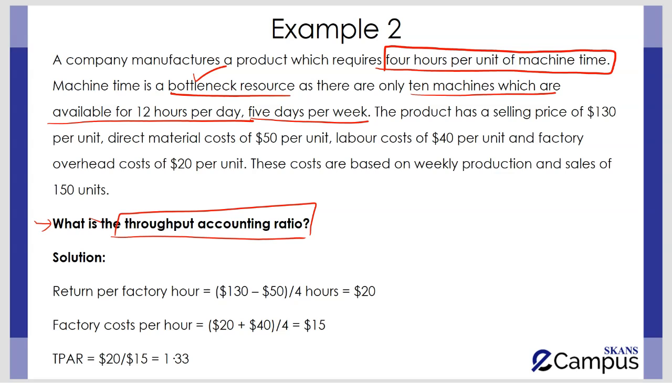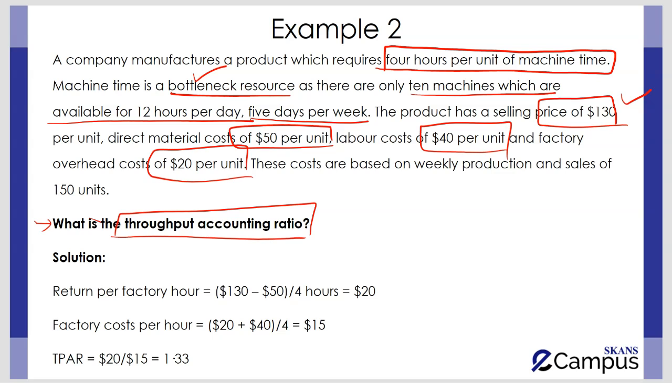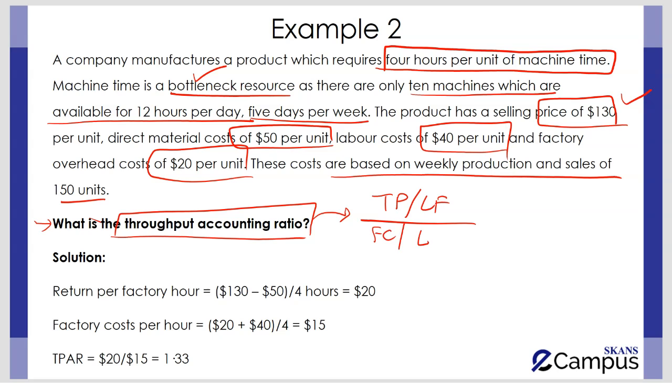The product has a selling price of $130. Now this is relevant for us to calculate throughput contribution. Selling price is $130 per unit. Direct material cost is $50 per unit. Labor cost is $40 per unit and factory overhead cost of $20 per unit. These costs are based on weekly production and sales of 150 units. Now because we have to calculate the throughput accounting ratio, formula is throughput per limiting factor divided by factory cost per limiting factor.